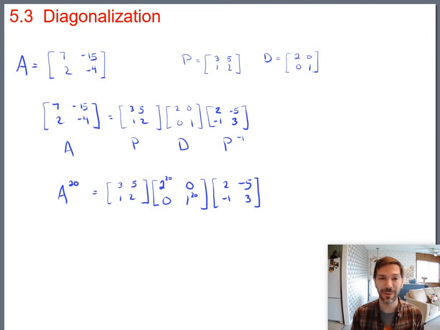Let's pick up right where we left off at the end of the last video. In the previous video, I had given you this A matrix, and I'd given you the P and the D that make up the PDP inverse diagonalization of A. So the big question, of course, is where do P and D come from? How can you find them yourself for a particular A?